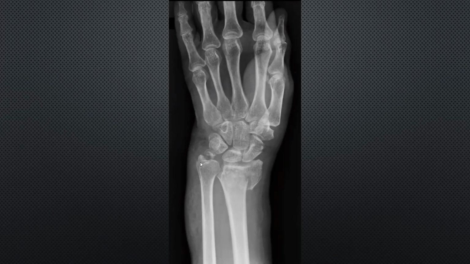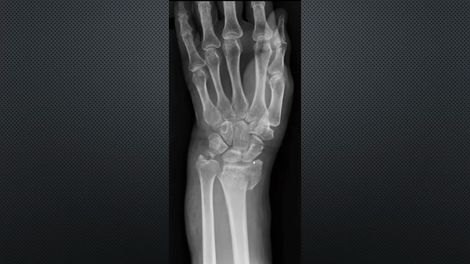What about joint congruity? It's normal over here, but the radial styloid, sorry, the ulnar styloid, yes. So there is disruption here. There is no curve between the styloid and the carpal bones. Clear? Yes, sir. The congruity here is intact.